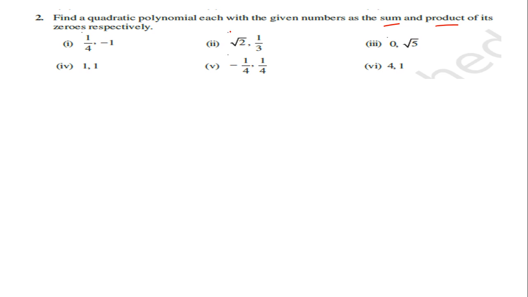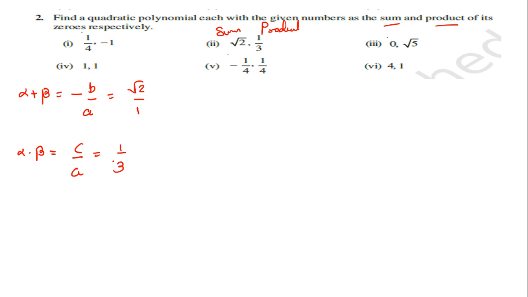So first is sum of zeros, and this is the product. Sum of zeros, alpha plus beta is equal to minus b by a, that is root 2 upon 1. But alpha into beta is equal to c by a is equal to 1 by 3. See here, the problem is that if you compare numerator with numerator and denominator with denominator, the value of a is equal to 3 here, but here the value of a is equal to 1 only. It is not possible that in the same polynomial a's value is different. So this denominator we have to make the same.